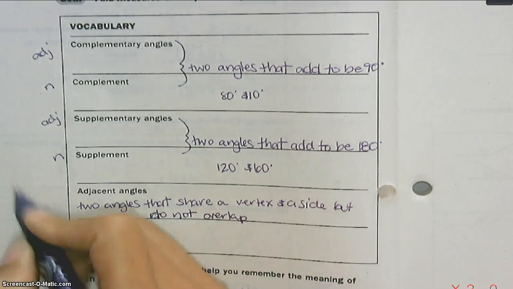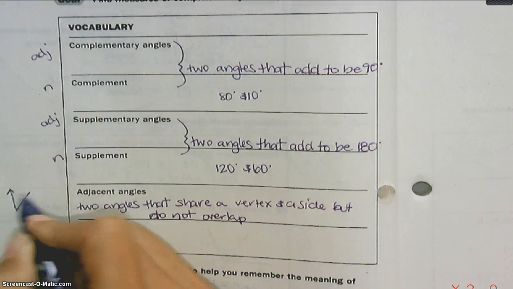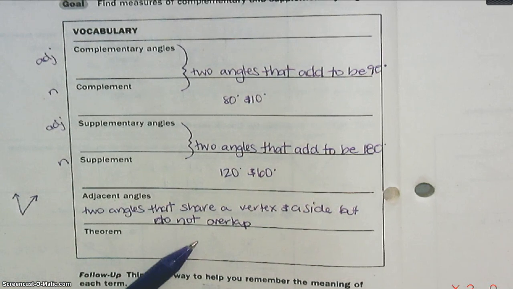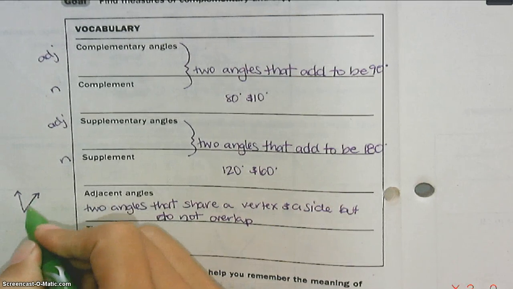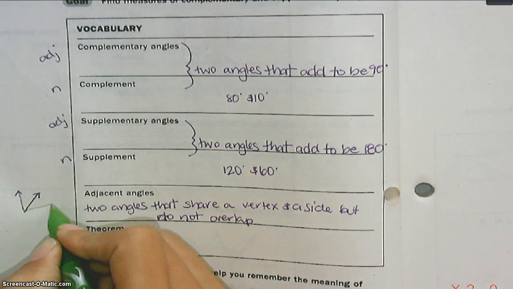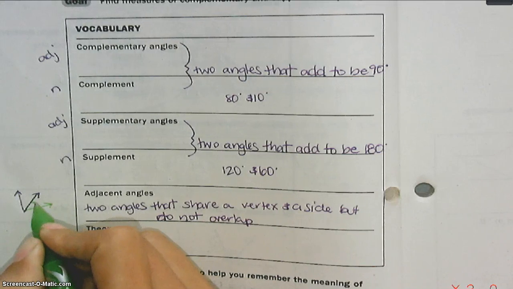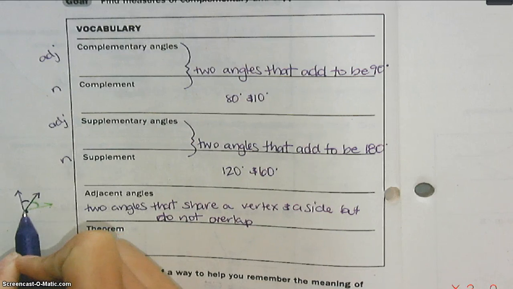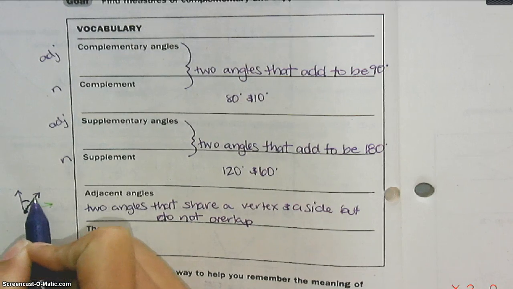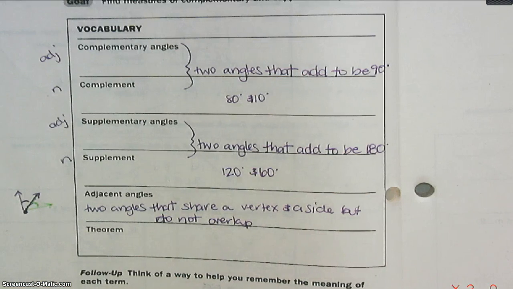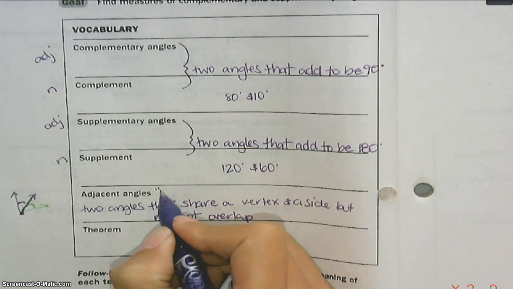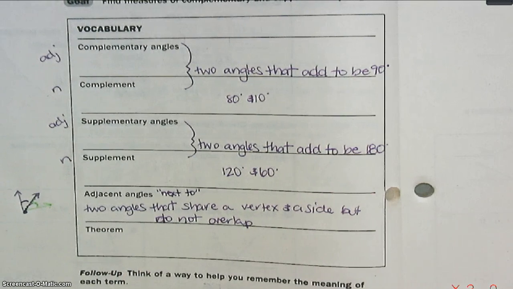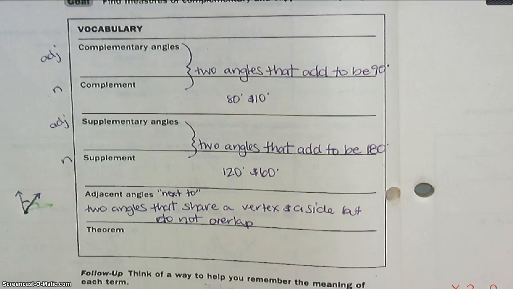All right, here is an example. Here's one angle in purple, and here's another angle in green. So here's the green angle, here's the purple angle. They share this vertex right here, and they share this side, but they're not overlapping, they're adjacent. So I want you to think of adjacent as meaning next to. You may have heard this word in your regular life before. Angles that are next to each other.